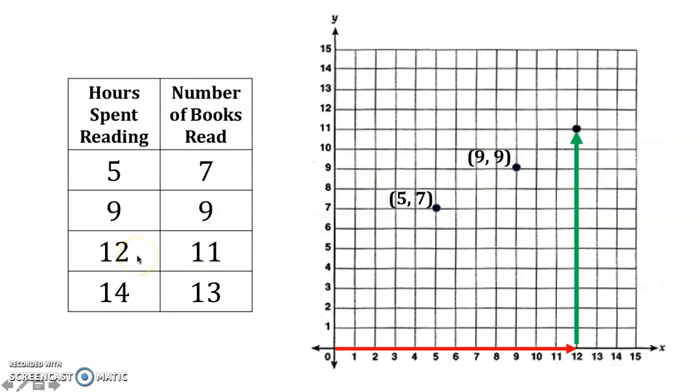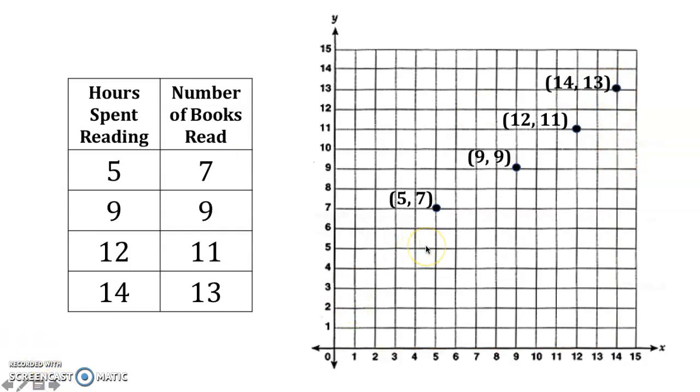Moving on to our next ordered pair, we know that the left side is our x-coordinate, the right side is our y-coordinate. We can see that it's 12 for our x-coordinate, so starting at the origin, we slide 12 units to the right, and from there we drive 11 units up the y-axis till we get to 11, and then we plot our point, which is 12, 11. Last ordered pair, we've got 14, 13. Starting on the origin again, we slide 14 units to the right, and then we drive 13 units up the y-axis, and then we plot our point.